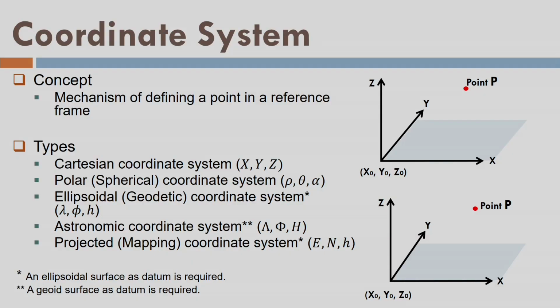Now coming to the coordinate system. A coordinate system is a mechanism of defining a point in a reference frame. Remember, we have already defined a reference system, and we defined that the realization of a reference system is a reference frame. Let us see, I want to measure a point in 3D. So how can we measure? Let's say there is a point P and there is a reference frame called XYZ, and it has an origin at point X0, Y0, Z0.